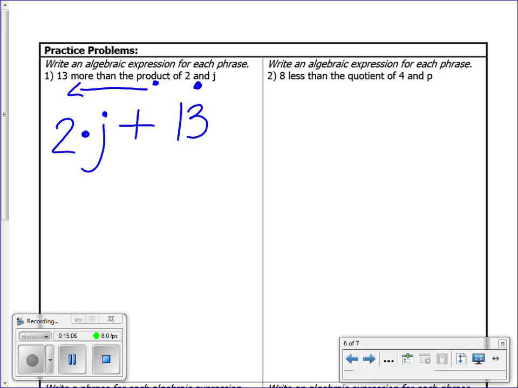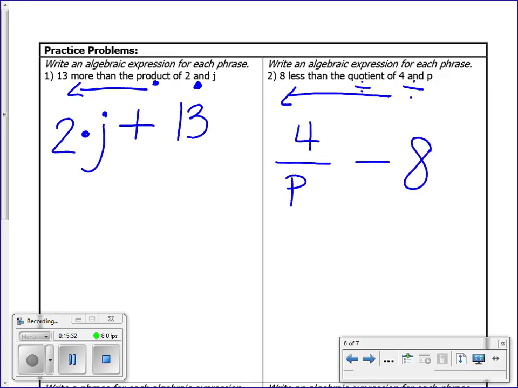Number 2, it says 8 less than the quotient of 4 and p. Again, the word less than, that's one of those switch words, okay? So we start from the back. The quotient. Quotient means division. So that division sign goes where the and is. 4 divided by p minus 8. Again, you're taking 4 divided by p, minus, less than means minus, and then what came first is then last in your algebraic expression.